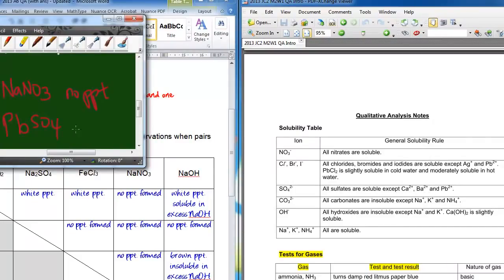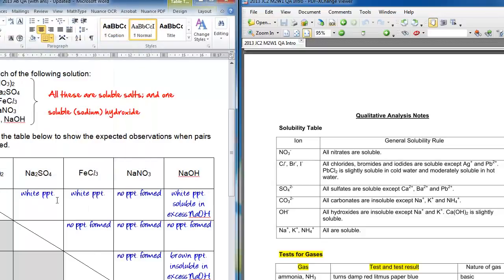Okay, so over here I get a white PPT. And because I have the formation of lead sulfate, I get a white PPT. So I will write down white PPT over here in this box.